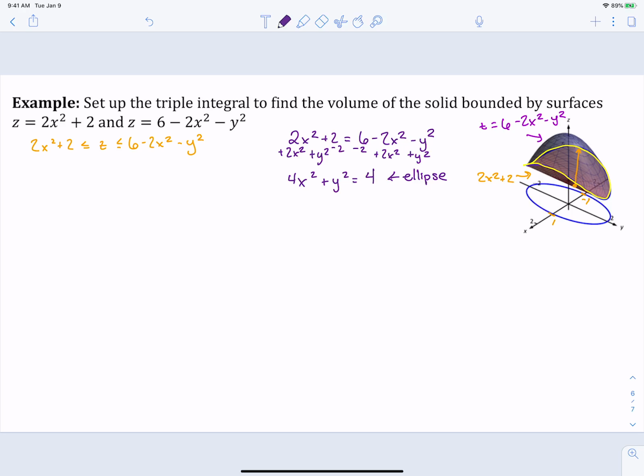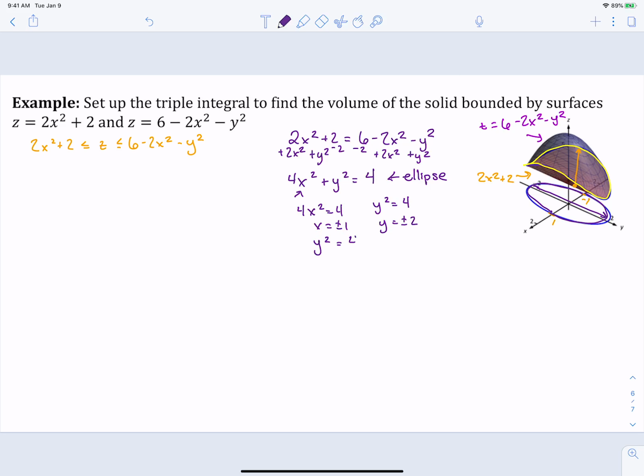And notice for the intercepts here, if you let y equal 0, you get 4x squared is equal to 4, so you get x is equal to plus or minus 1. If you let x equal 0, you get y squared is equal to 4, so you get y is equal to plus or minus 2. So that's where we're getting that elliptical shape there. And when we're looking at y, its lower bound is this bottom part of the ellipse, and we're going up to the top half of our ellipse.